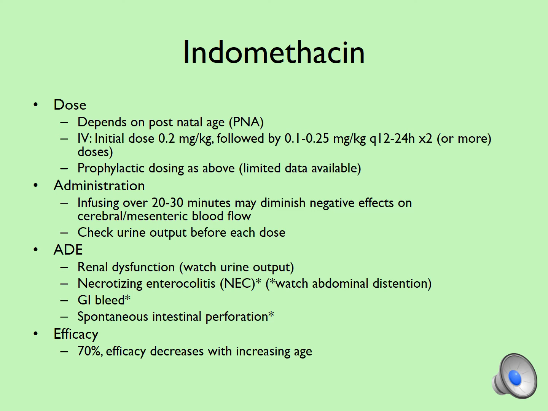And since this is an NSAID, we can see vasoconstriction. We can also see some urine output changes because it is a nephrotoxic agent. So we really should be checking urine output before each dose. Some side effects include renal dysfunction, necrotizing enterocolitis, GI bleeds, or spontaneous intestinal perforation. And for all 3 of these, the last 3 side effects, we really need to watch the patient if they have any abdominal distension, which could be a sign of these different side effects. It is about 70% efficacious, but that efficacy decreases with increasing age.